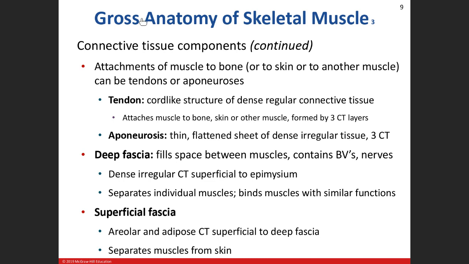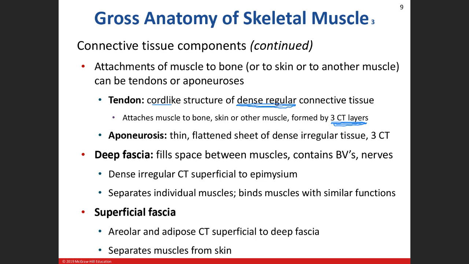A tendon is going to be a cord-like structure, and we know that it's made up of not dense irregular, but dense regular connective tissue. Ligaments are made up of the same type of connective tissue. Again, tendons attach muscles to bone, muscles to other muscles, or muscles to the skin. And tendons are made up of those three connective tissue layers that we just saw.